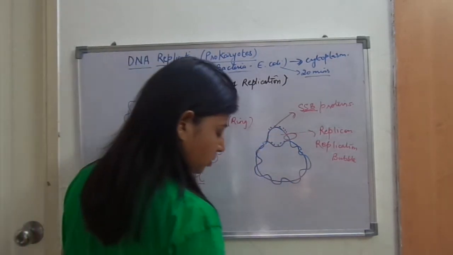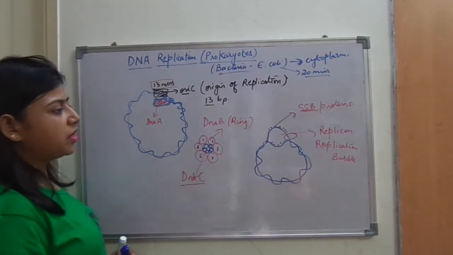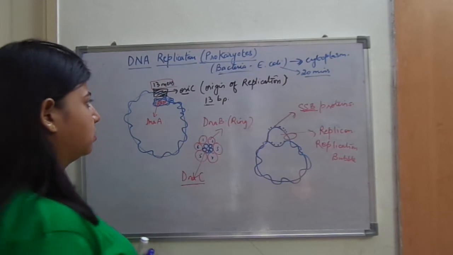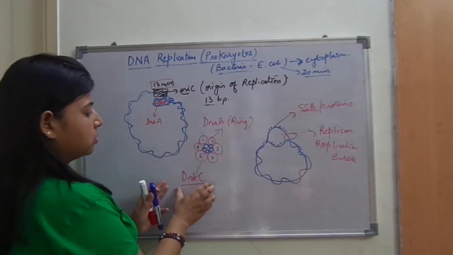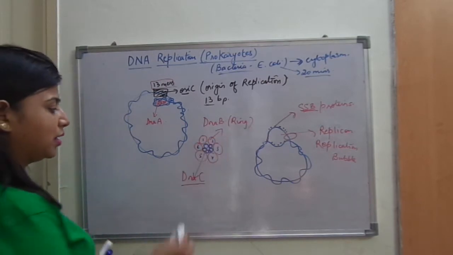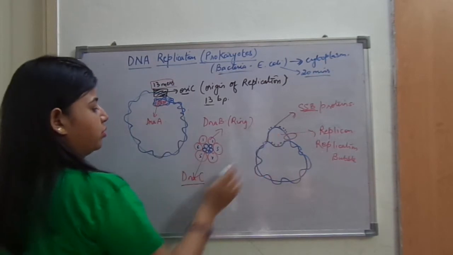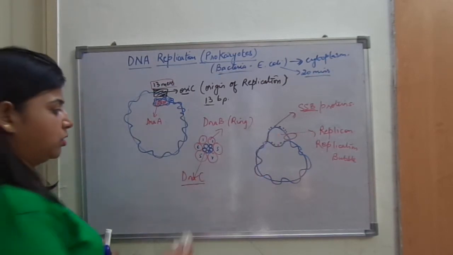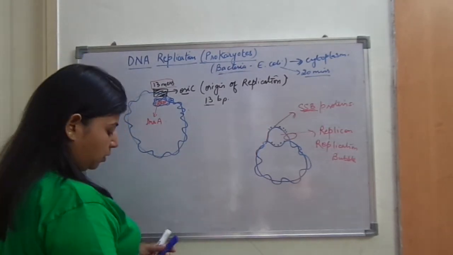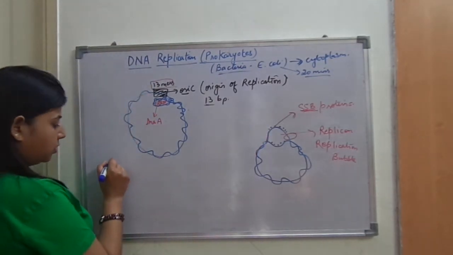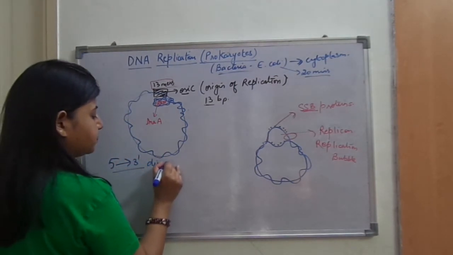Now how does the process continue? We have discussed two enzymes basically. One is DNA B, which is the helicase, and one is DNA C, which is the helicase loader, which helps the helicase to bind to this place. Now this is the location which I had drawn over here where DNA replication is going to take place. See, one important point to understand is DNA replication occurs in 5' to 3' direction. Right?